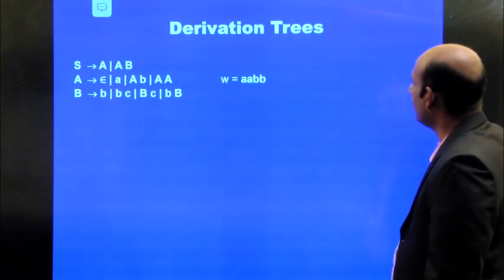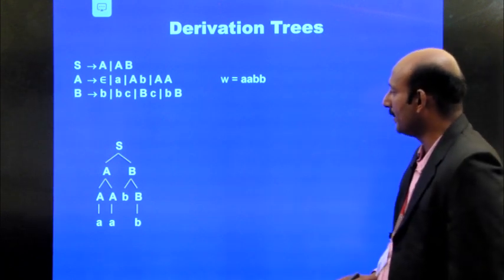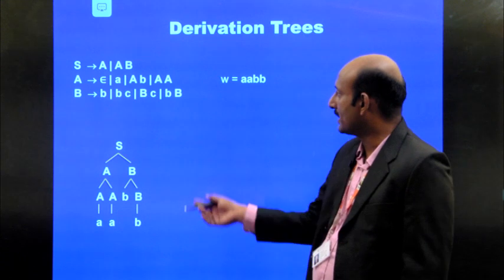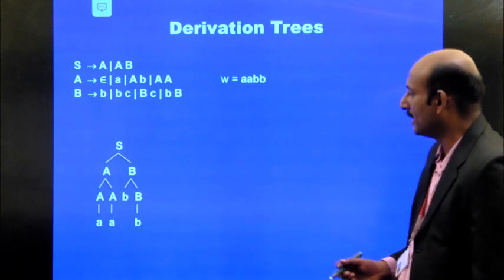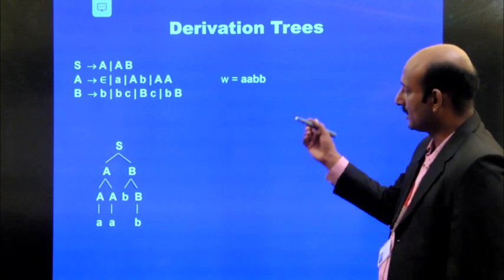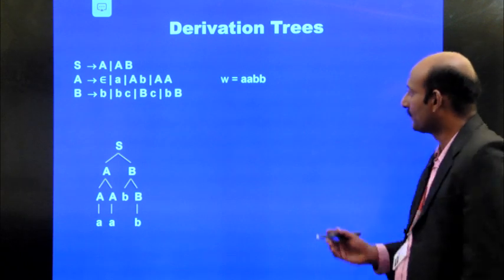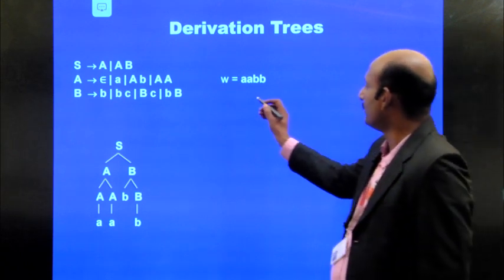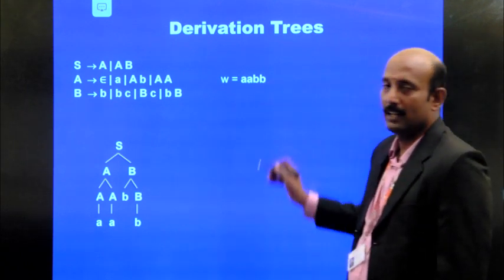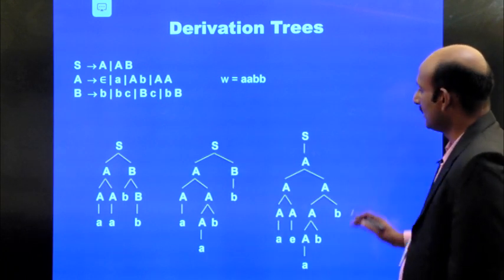So the derivation tree will go to see this one. For this production, S implies AB, and A is replaced by AA and B is replaced by BB. So we can draw the derivation tree for these given productions by using the leftmost derivations. The given input string W is AABB.